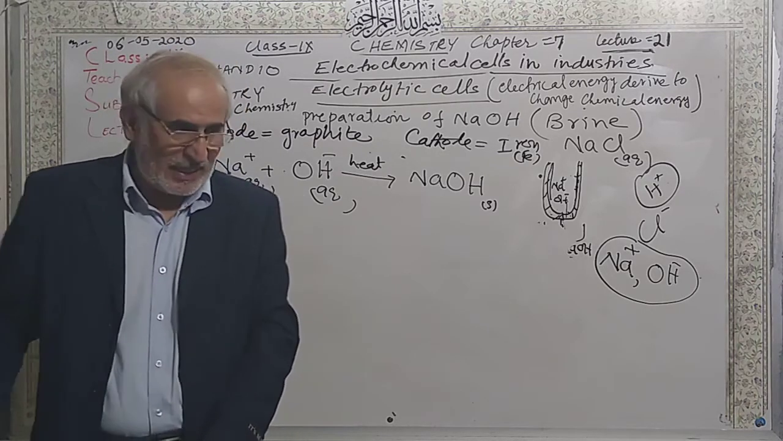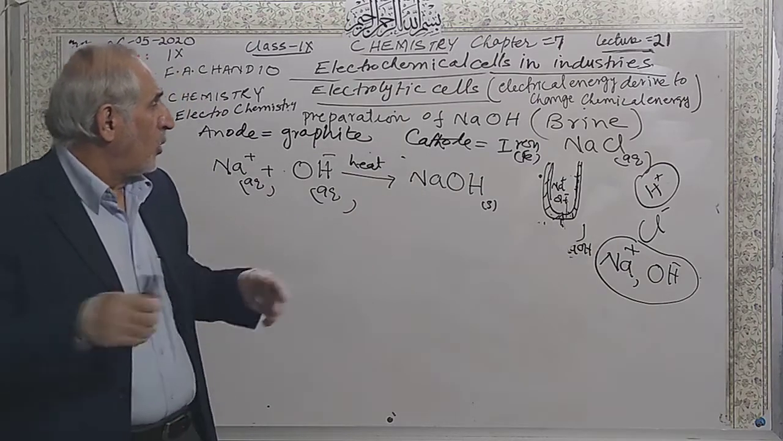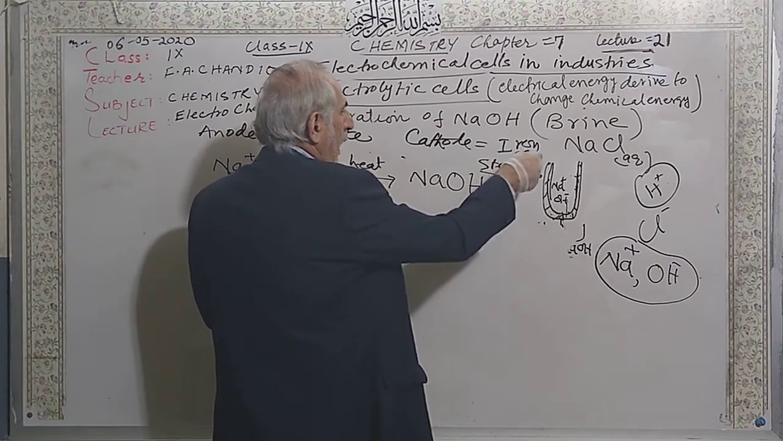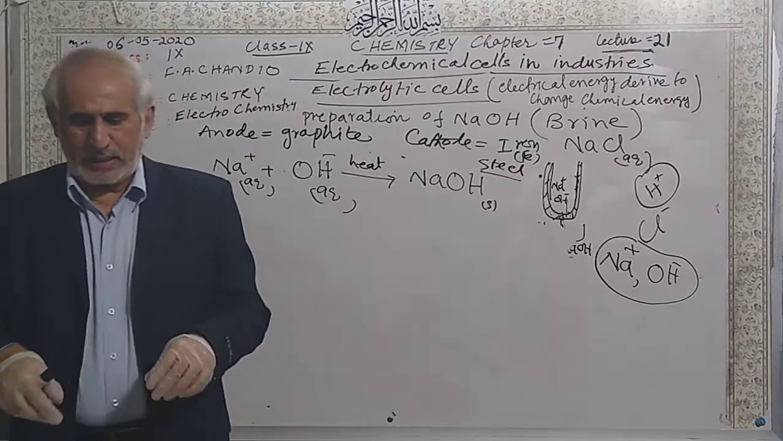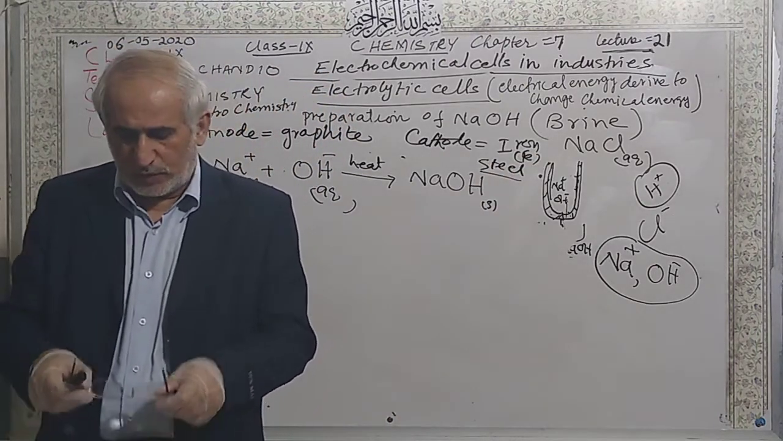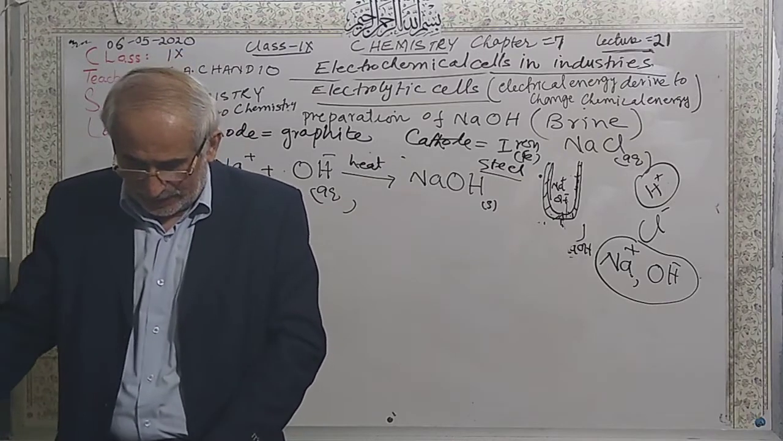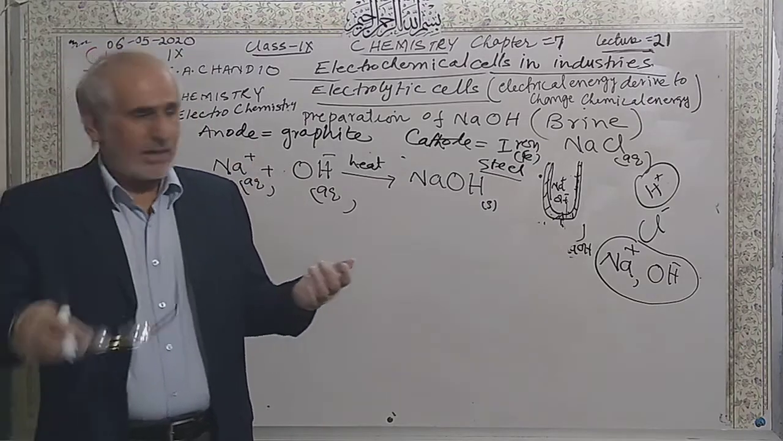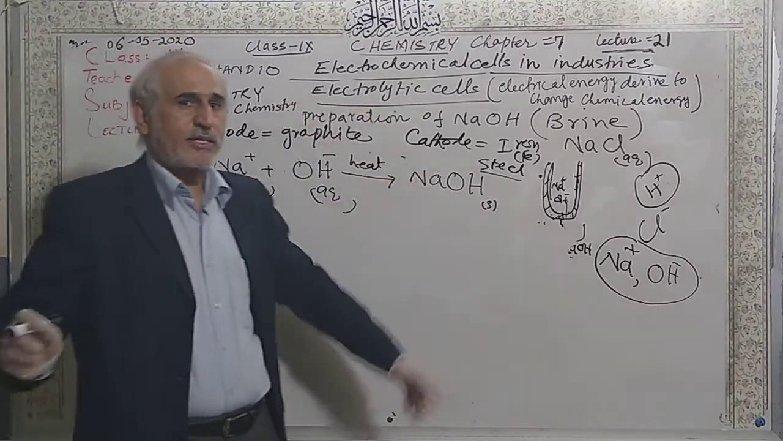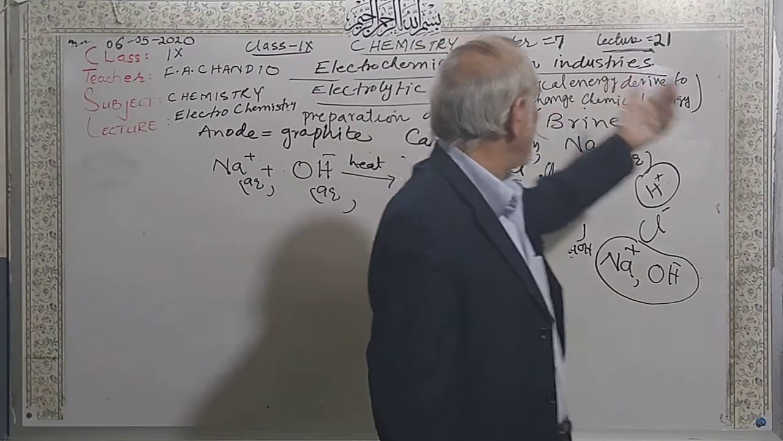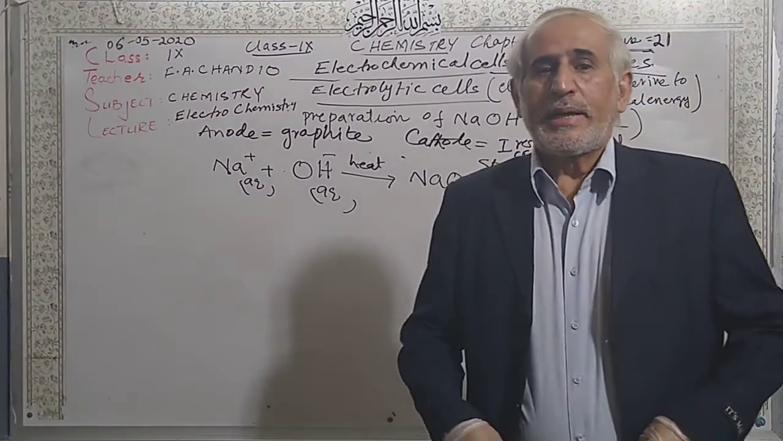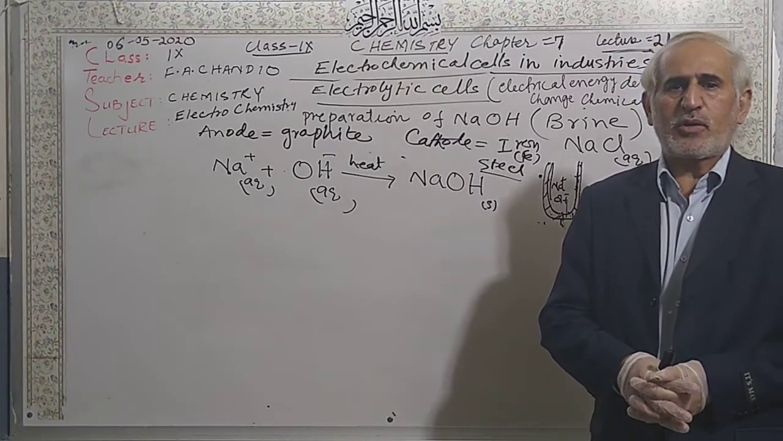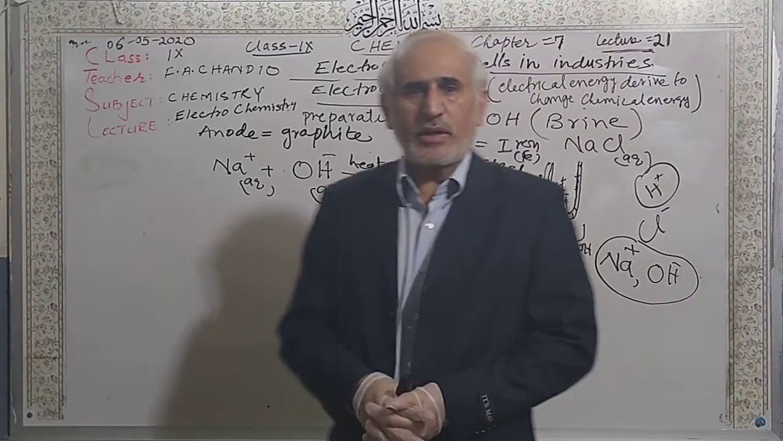Perforated steel acts as a cathode. Perforated steel, iron, acts as the cathode here. You can find it in the center, and the aqueous solution of sodium hydroxide is also formed when you pass electric current, because we are talking about an electrolytic cell. Electrolytic cell means electrical energy is changed into chemical energy. So this is non-spontaneous. Continuously you have to apply the electric current.